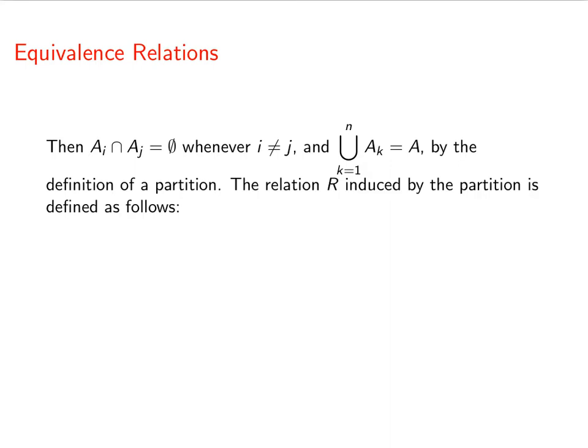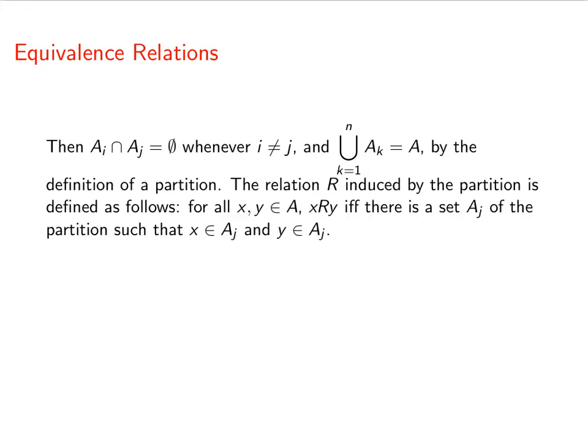So the relation R that's induced by the partition is defined this way. We're going to say that for any x and y in A, x is related to y if and only if there is a set A sub j in the partition such that x is in A sub j and y is in A sub j. So you've taken your set A, you've chopped it up into some pieces, and how do you know if any two things are related? They have to be in the same partition cell.